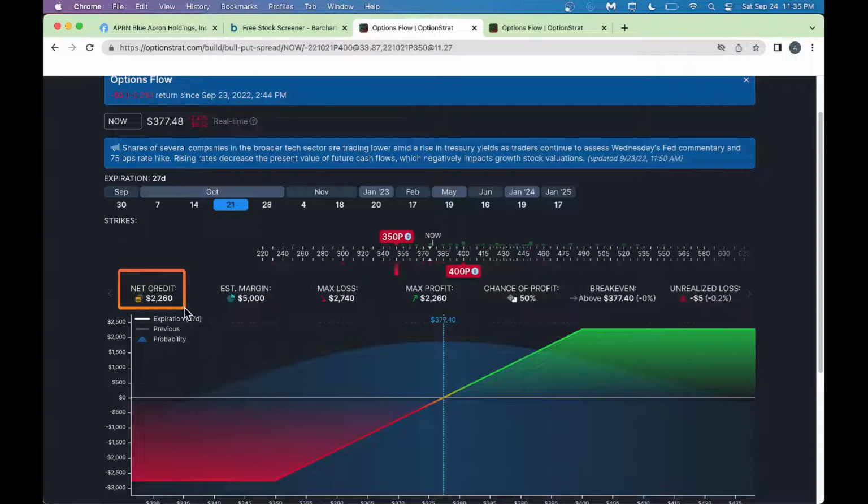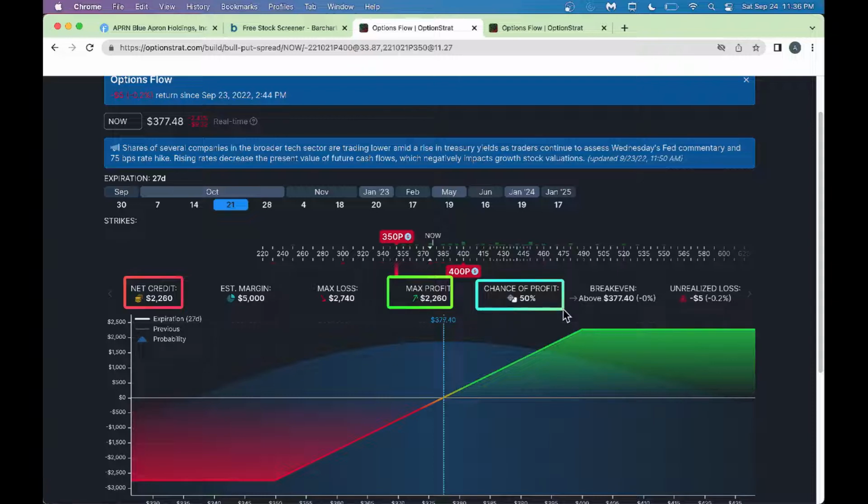In the actual trade, they have more contracts. And look, the estimated margin is $5,000, and max loss is 2,740. Max profit is 2,260. Basically, the net credit received is your max profit potential. Chance of profitability is 50%.